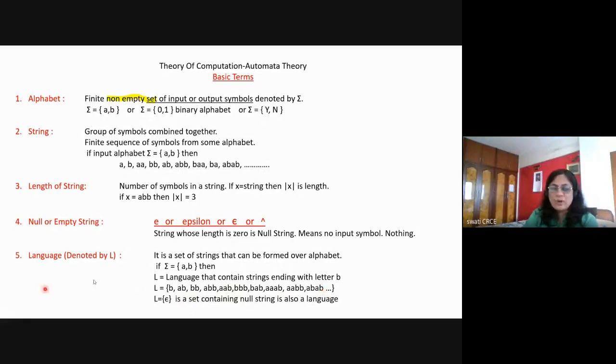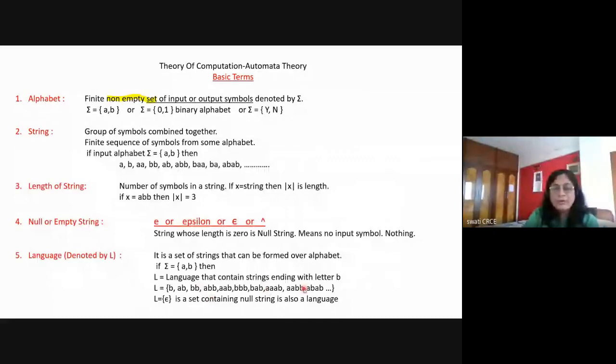So if your string is ending with small b, before that it can be anything. Then it is part of this language. Suppose I say ABA. Can ABA be generated from {a, b}? Yes, but the language says that it should end with small b, and ABA is ending with small a. So the ABA string is not a part of this language. We cannot have this string as a part of this set L. L will contain all the strings which are ending with small b.